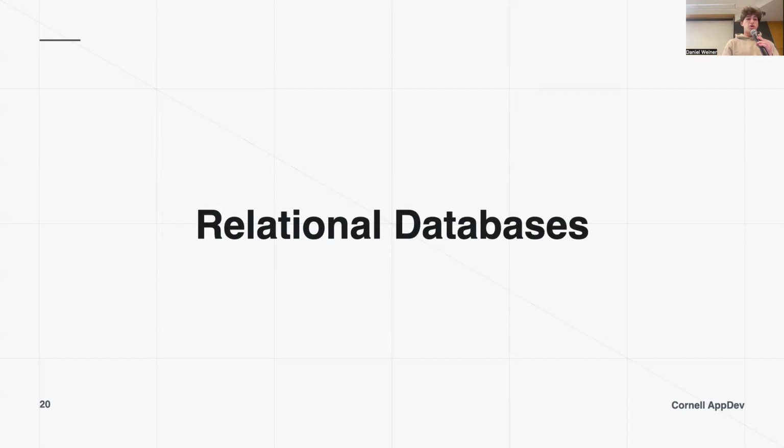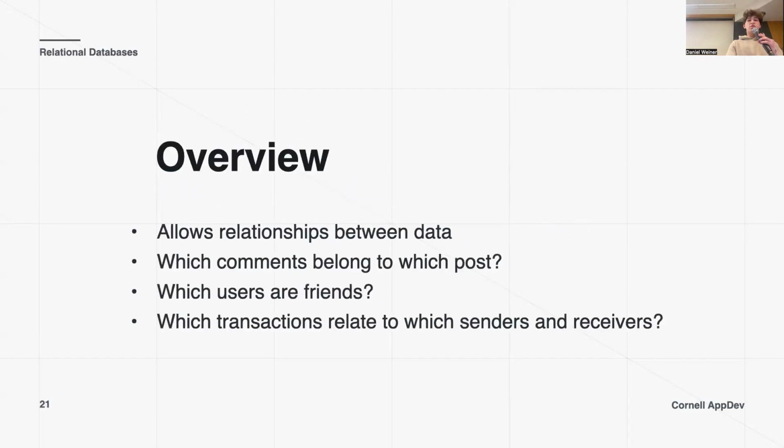So, a quick overview. They basically allow relationships between data, as you can kind of assume from the name. In PA1, we had several comments for one post, but how do we know which comments belong to which posts? How do we know which users are friends, or which transactions relate to senders and receivers? We did this earlier in PA1. A lot of students did this by putting the comments in the actual posts dictionary, but there's another way to do this, and that's through relational databases.